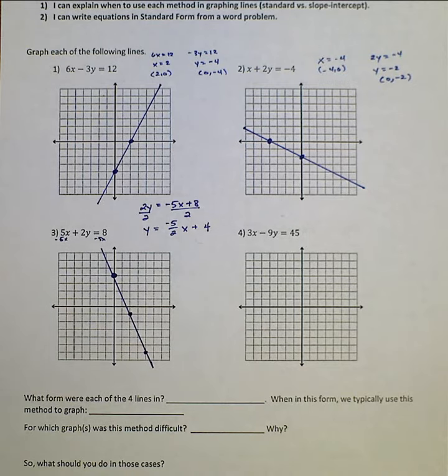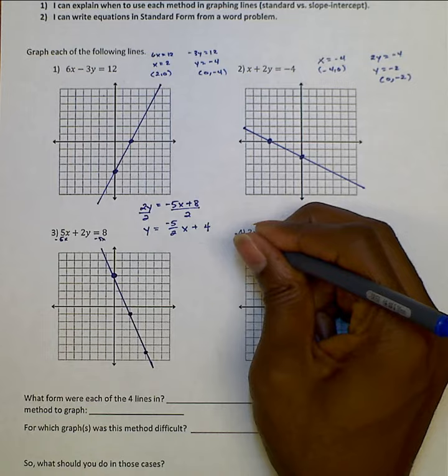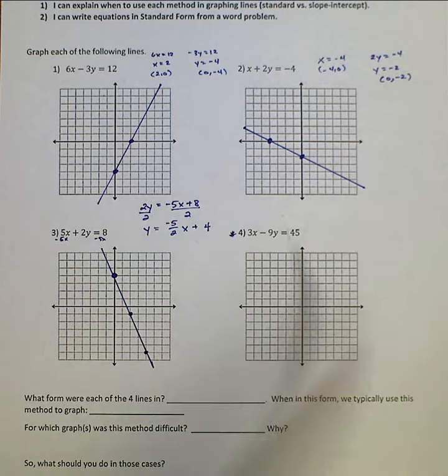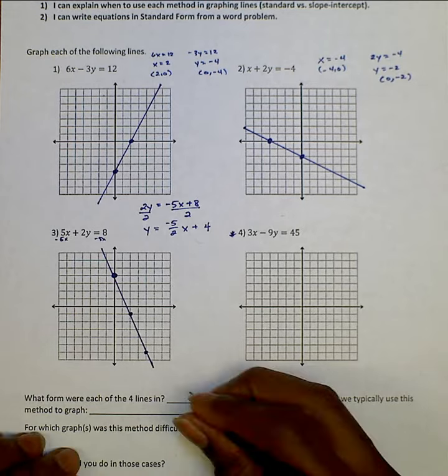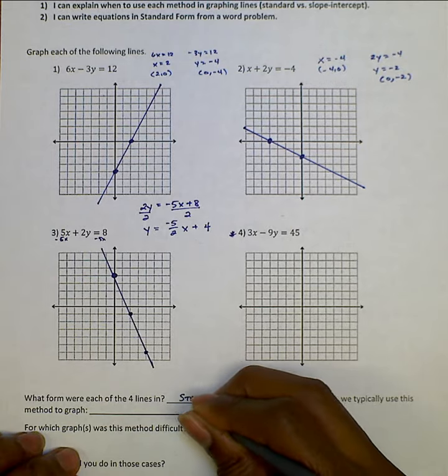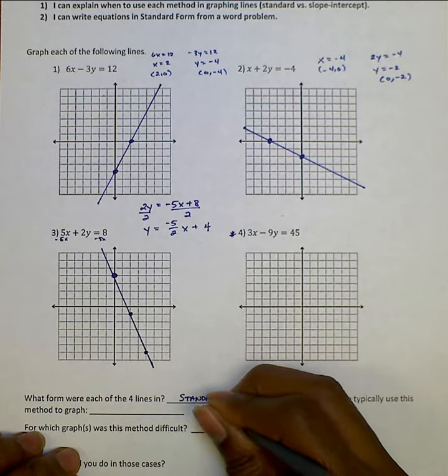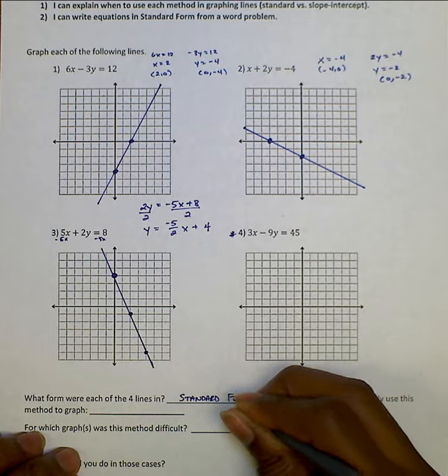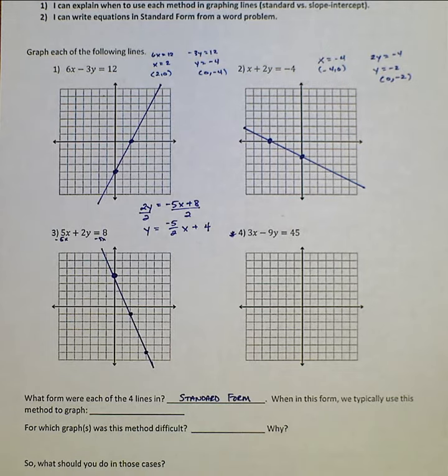Okay, and number 4, we have 3x minus 9y equals 45. Try that out. Can we use standard form? Should we change to slope-intercept form? Give it a try, graph it, see what you get. So notice that each of the 4 lines is in standard form. Again, if we're given it in slope-intercept form, we probably want to graph it there. When in standard form, we typically use the intercepts to graph.